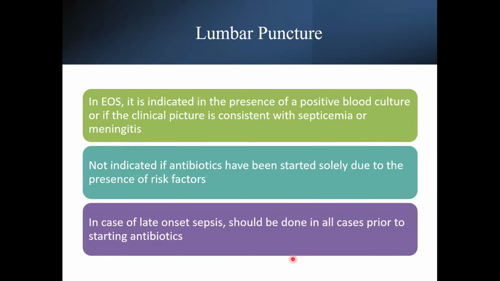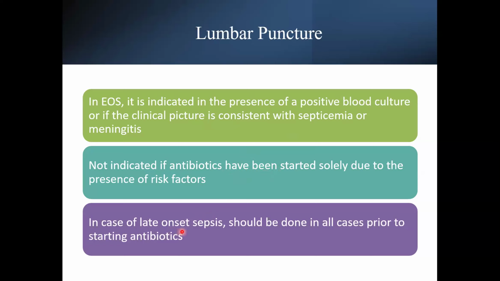So lumbar puncture, which babies do we need to do a lumbar puncture? So in early onset sepsis, if the baby has clinical features of septicemia, widespread infection, or symptoms of meningitis like seizures, or if the blood culture is positive, then we have to do. If we are starting only for risk factors in the mother, like chorioamnionitis or PROM, then we need not do a lumbar puncture. We will still take a blood culture, but we won't do lumbar puncture.